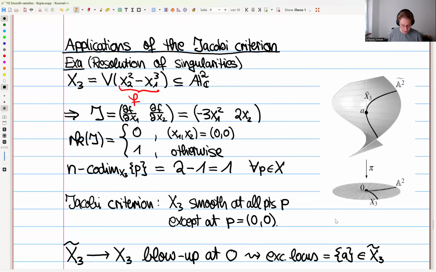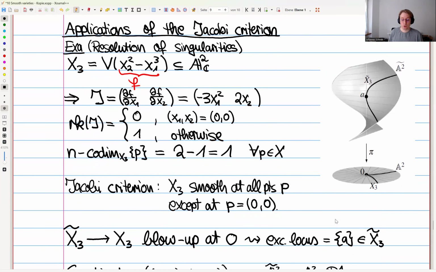And then what we can do is take the blowup of this singular point inside X3 and see what this local operation does. We have seen that blowing up this thing at this point is the same as blowing up the entire space A2, and we get this A2 tilde, and then taking the strict transform. Let's see what the strict transform actually looks like in concrete equations.